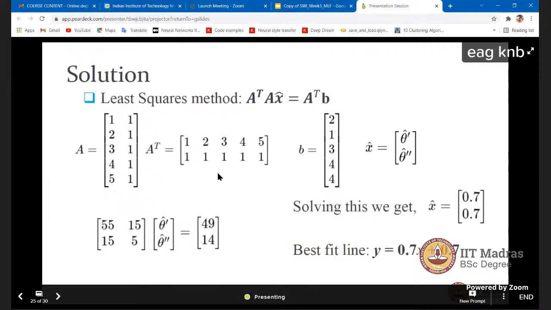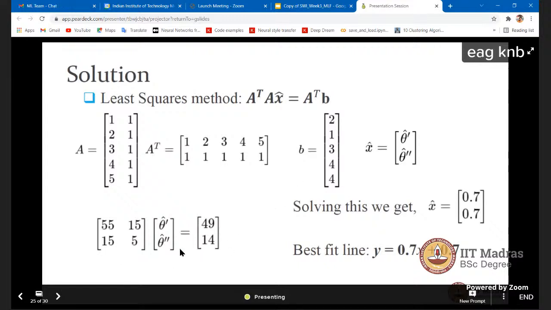And the second row of A transpose multiplied with the first column of A, you will once again get 15. And the second row of A transpose multiplied with the second column of A is equal to 5. So this is equivalent to this A transpose into B. Here you have A transpose, here you have the B vector. That will give you a vector of size 2 cross 1. The first row of A transpose multiplied with the B vector, multiplying the corresponding elements, you will get 49. And the second row of A transpose multiplied with the vector B, you will get 14.